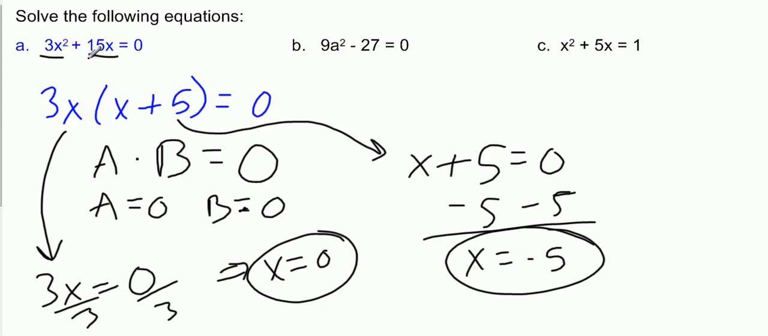Okay. Now you may have to review factoring. There's lots of different factoring techniques. If you're out of practice, it might take a little bit of time to review. But if you have something equals 0 and you can factor it, that's probably the most direct way to do that. Okay. The second equation right here, 9a squared minus 27 equals 0.